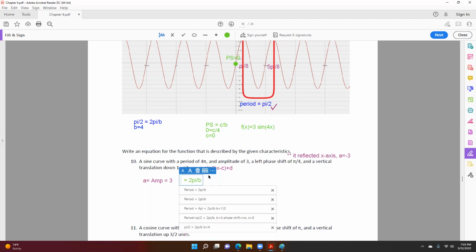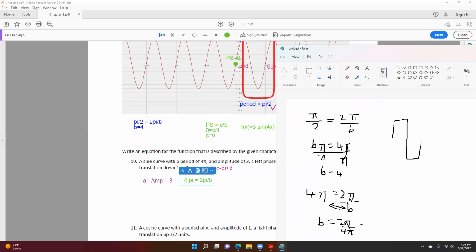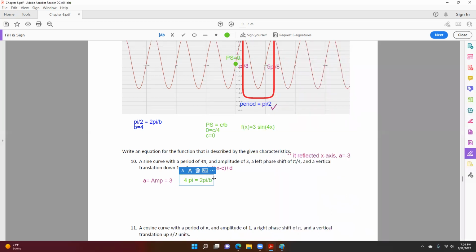So this will be 4 pi equals 2 pi over B. Again, I need to solve this over here because it looks nicer this way. So 4 pi is equal to 2 pi over B, and 2 pi over B is the formula that we use. In order for us to solve for B, we will interchange your 4 pi and your B. So B in this case is 2 pi over 4 pi, and the pi will cancel out. So in this case, your B is 1/2.